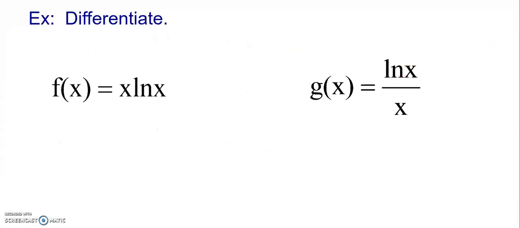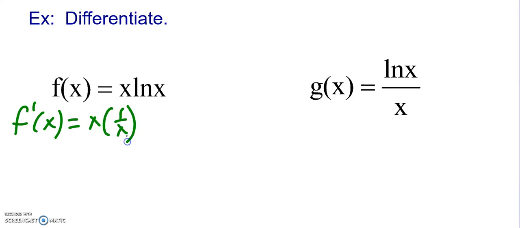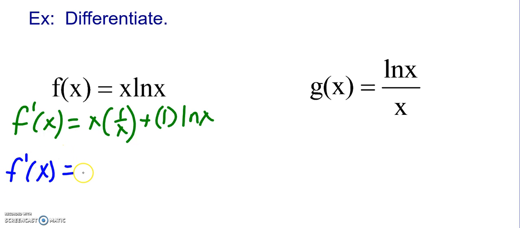f of x equals x ln of x. Let's find the derivative. What rule do we have to know? Come on. Nobody? Product rule. See? Product rule. Okay, so we're going to do the first times the derivative of the second. The derivative of natural log is just 1 over x. We just learned that. Plus the derivative of the first times the second. That's our answer. For fun, let's simplify a little bit. f prime of x equals 1 plus ln of x.